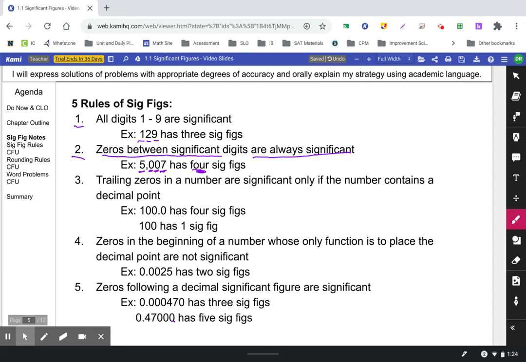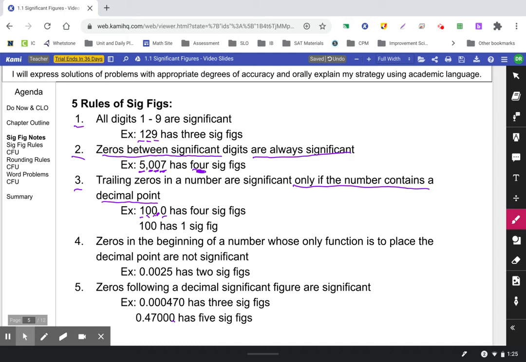Rule number 3, trailing zeros in a number are significant only if the number contains a decimal point. All right. So in our example, 100.0, this does contain a decimal point. And these trailing zeros just mean zeros to the right. So like in this number, each of these zeros here are trailing the 1. So we would call each of those zeros trailing. And since they are in a number that contains this decimal point, we have 4 sig figs. Each of those values counts as significant.